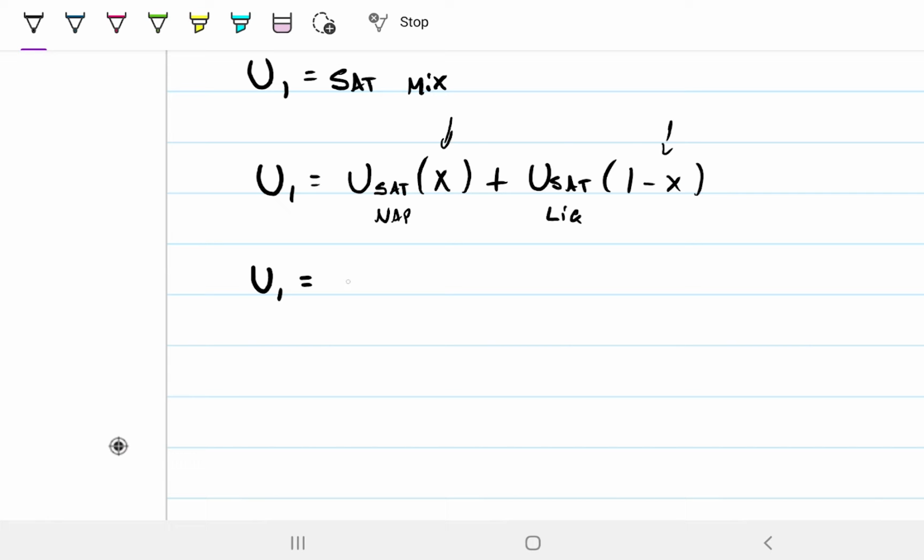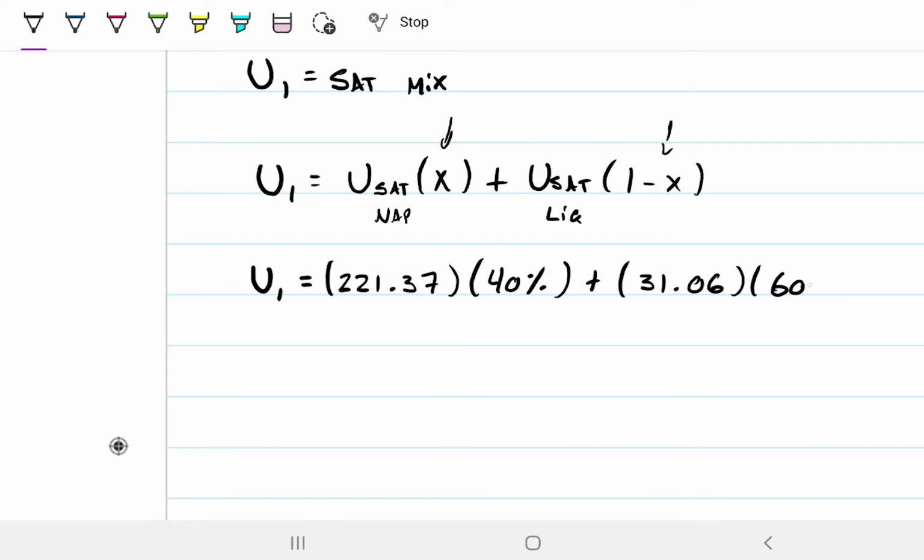So in this case, we have 221.37, and I'm multiplying that by 40%, or 0.4, same thing, right? Plus, what is the saturated liquid one? That is 31.06, and I'm multiplying that by the 60%, or 0.6. Okay, and this renders about 107.184. And the unit is the same as in the table, kilojoules per kilogram.